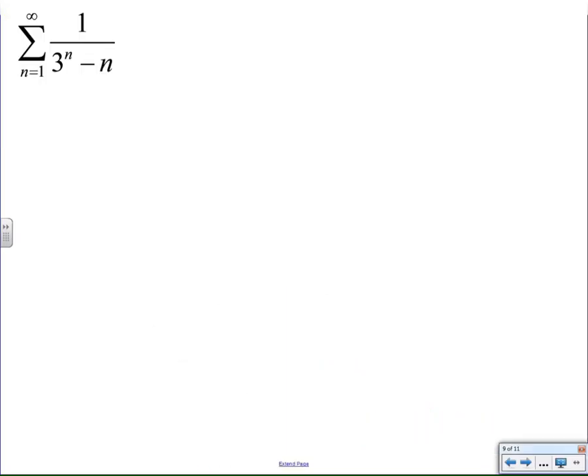Another example right here. See, once again, I like 1 over 3 to the n, and if this was 1 over 3 to the n plus n, I would use the comparison test. Compare this, 3 to the n plus n, over 1 over 3 to the n proper. Because I know that if I add n, this will always be a larger denominator and always be smaller than 1 over 3 to the n. Since this is subtraction, though, that makes this a perfect candidate for the limit comparison test.